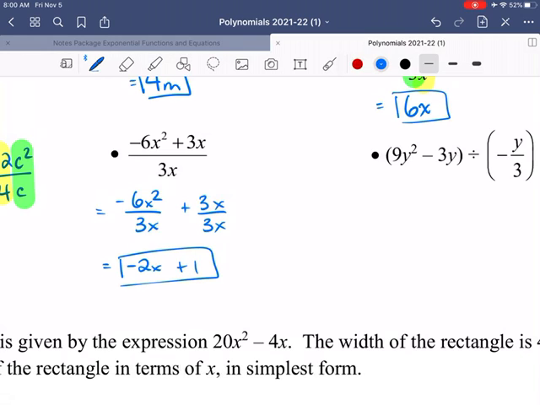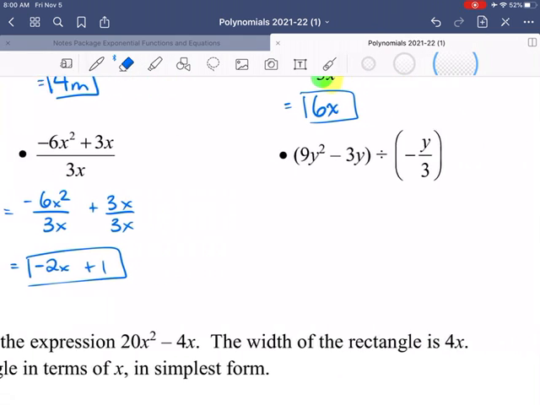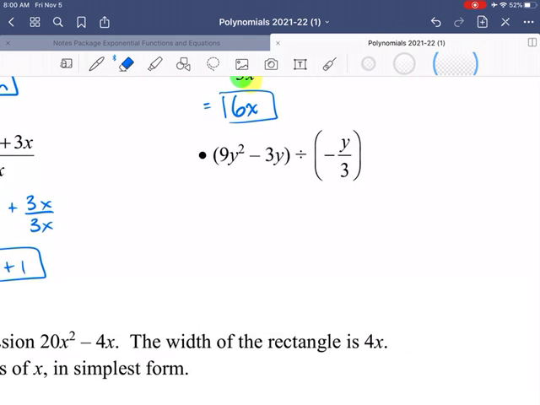The distributive property, if we go back to this, you would multiply each part. Well, we have to do the opposite. We have to divide each part. Okay. 9y squared minus 3y divided by negative 3y.